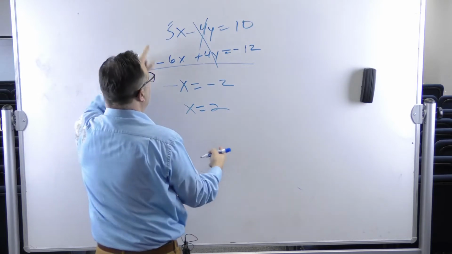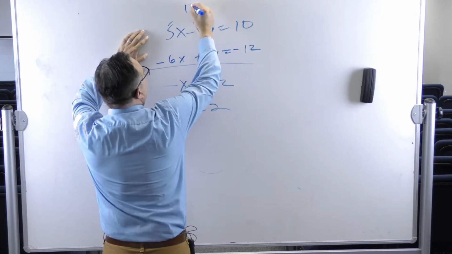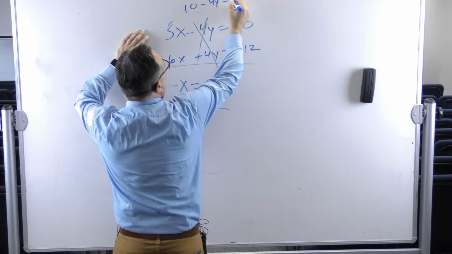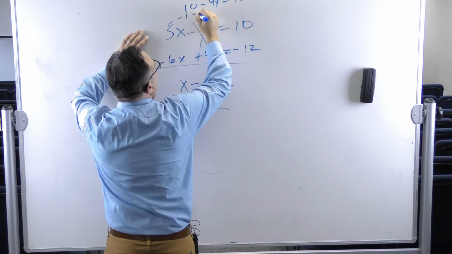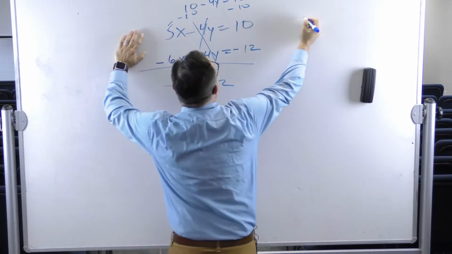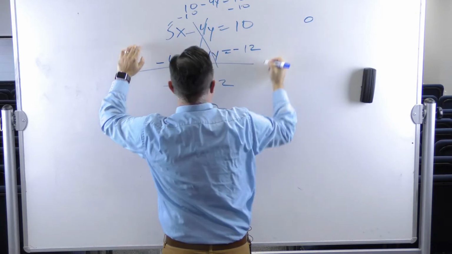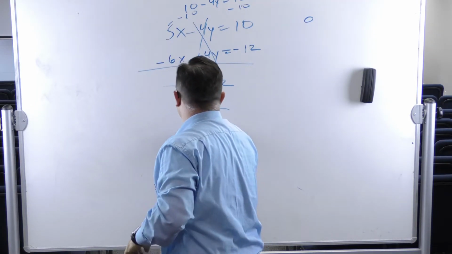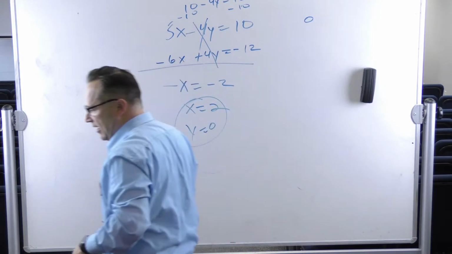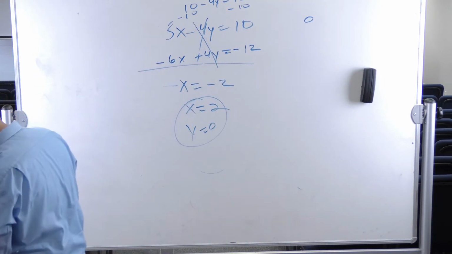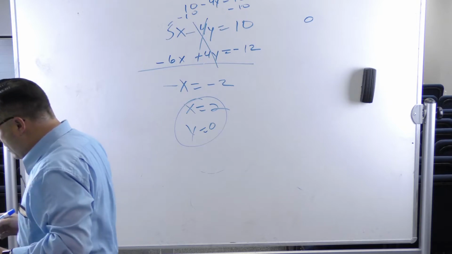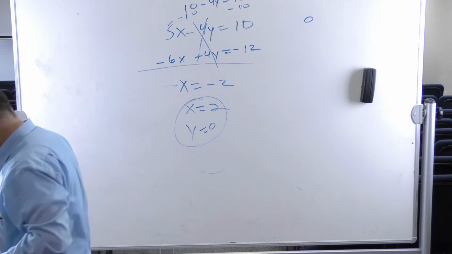I plug it back into any of the problems. 10 minus 4y equals 10. Subtract 10, subtract 10. That's 0. So y is going to equal 0. X equals 2, y is going to equal 0. And there we have it. Absolutely correct. All right, let's look at the very bottom one.